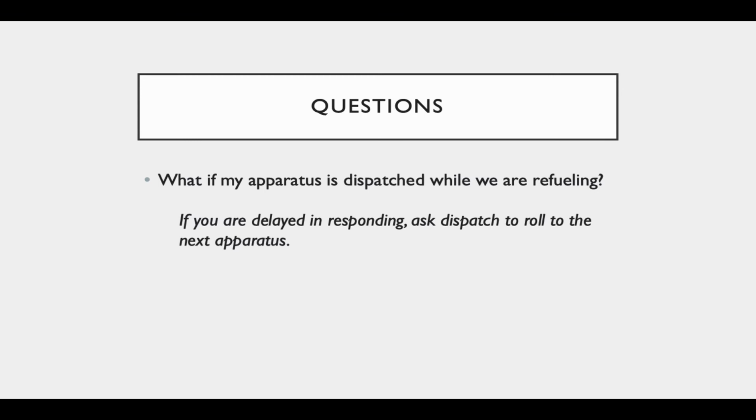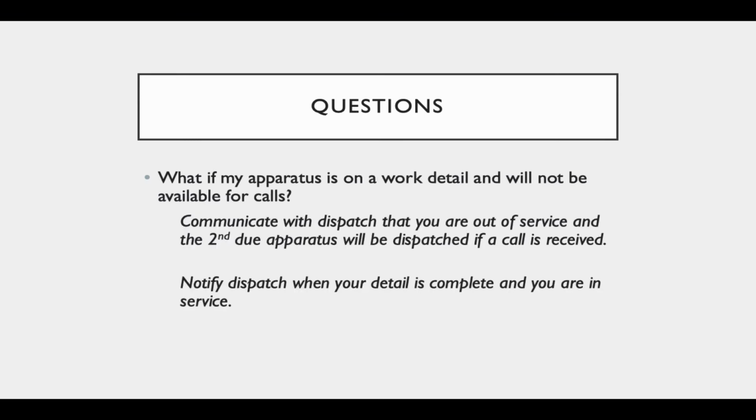A few questions that may come up during this change. What if my apparatus is dispatched while we are refueling? If you are delayed in responding, ask dispatch to roll the next apparatus. What if my apparatus is on a work detail and will not be available for calls? Communicate with dispatch that you are out of service and the second due apparatus will be dispatched if a call is received. Notify dispatch when your detail is complete and you are in service.